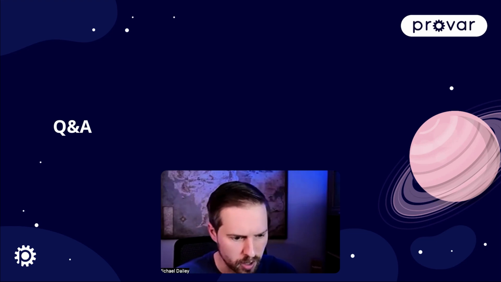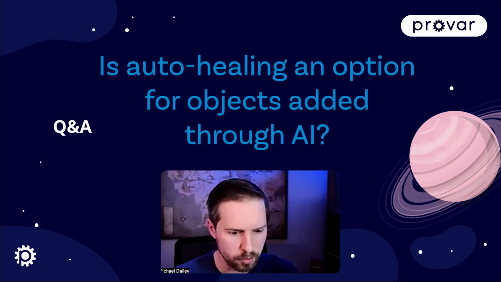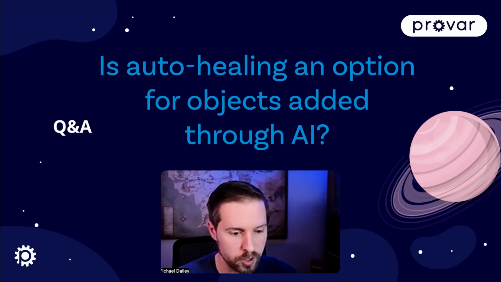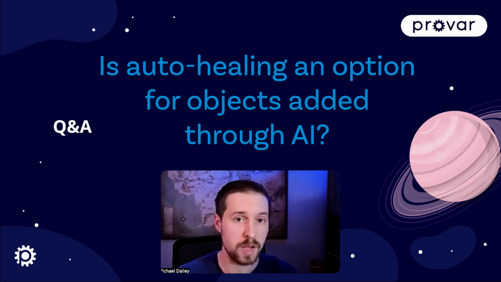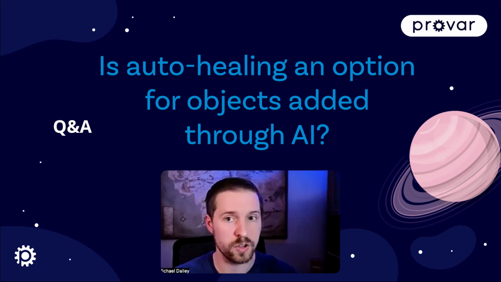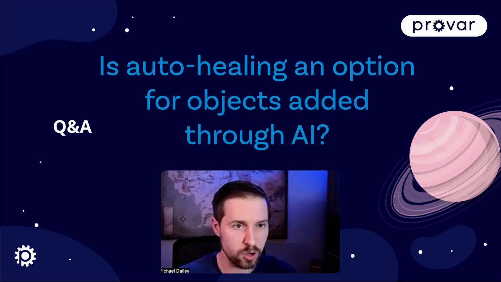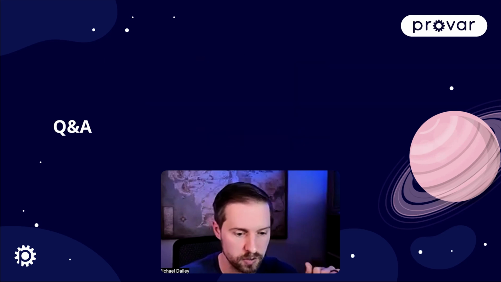Auto healing. There's a question here. Is auto healing an option available for the objects which are added through AI? The auto healing that we use, or self healing as it's normally called in test automation and Provar, is actually based on metadata. So if your fields move around to a different section or change label or anything like that, it's not going to affect the execution of that particular test case.